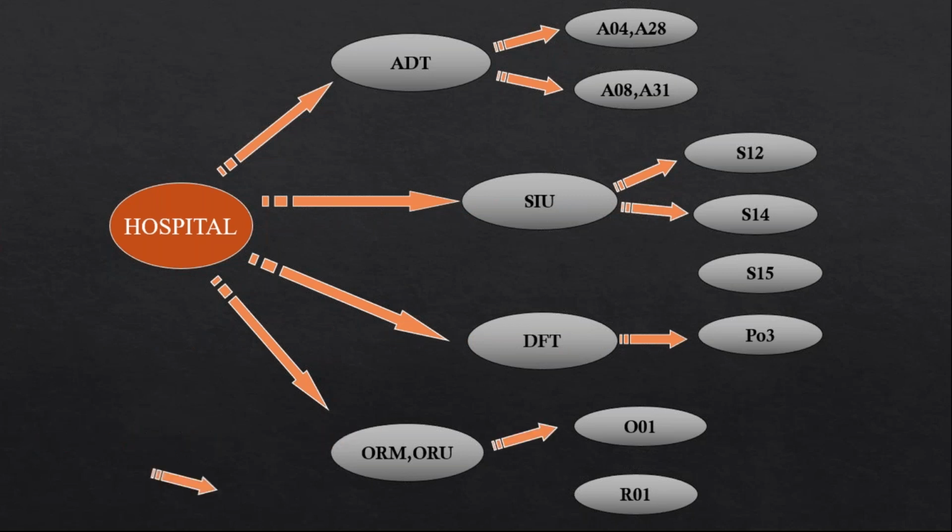So S12 is nothing but a new patient register, a new appointment schedule, as we have seen, and S14 is for update of an existing appointment. In case the patient is changing the time, or wants to add some comments or special notes, they will update the existing appointment on the PM system, and this updated information will flow over to EHR. Such events are represented with the SIU S14 message type.